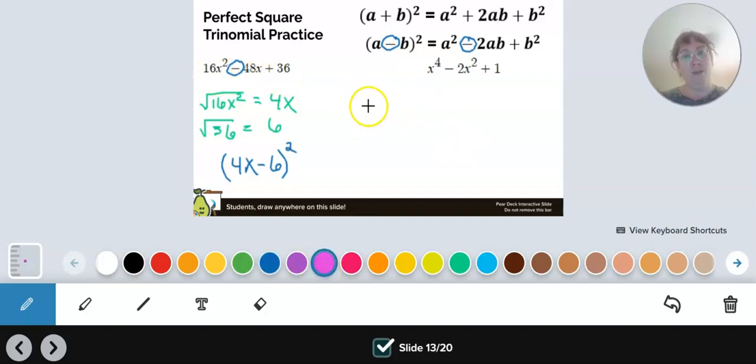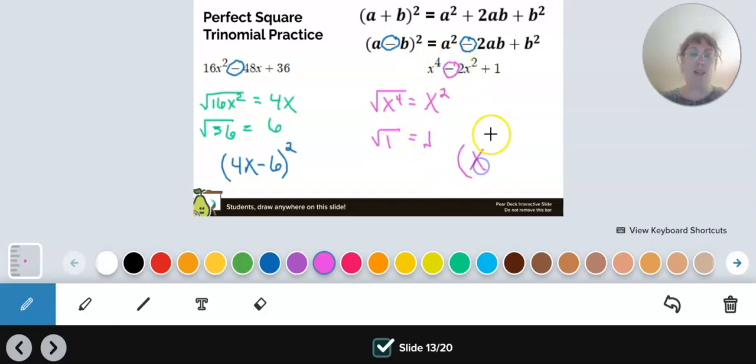Let's look at another one. The square root of x to the fourth is x squared. Right? x squared times x squared gets us x to the fourth. Square root of 1 is 1. We see subtraction, so it's going to be (x squared minus 1) squared. Beautiful. Push ahead to slide 14 when you're ready.